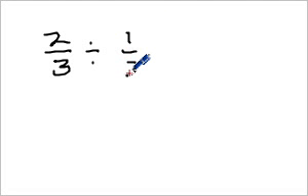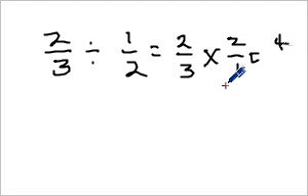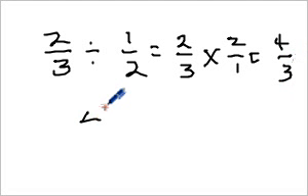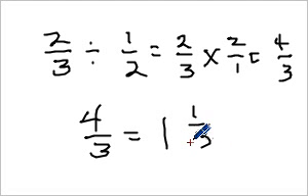So if I have a question like 2/3 divided by 1/2, I can change that. That's going to be the same as 2/3 times the reciprocal of 1/2, which is 2 over 1, or just 2. And now we can easily do our multiplication because we know the numerator is going to be 2 times 2. Our denominator is going to be 3 times 1. Our answer is 4/3, which we would then convert to a mixed number of 1 and 1/3.